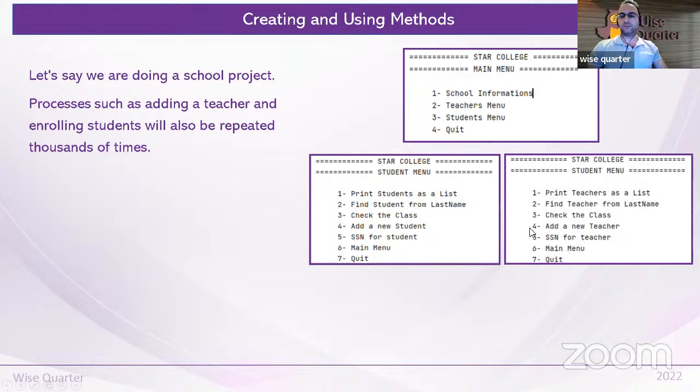When users select 4 here, it will start a new function, written in a method, to add a new teacher. 5 will take us to another method, SSN for teacher. I'm not sure what it does. 6 will take us to the main method, and it will repeat itself again and again. For this kind of situation, we have to create methods.